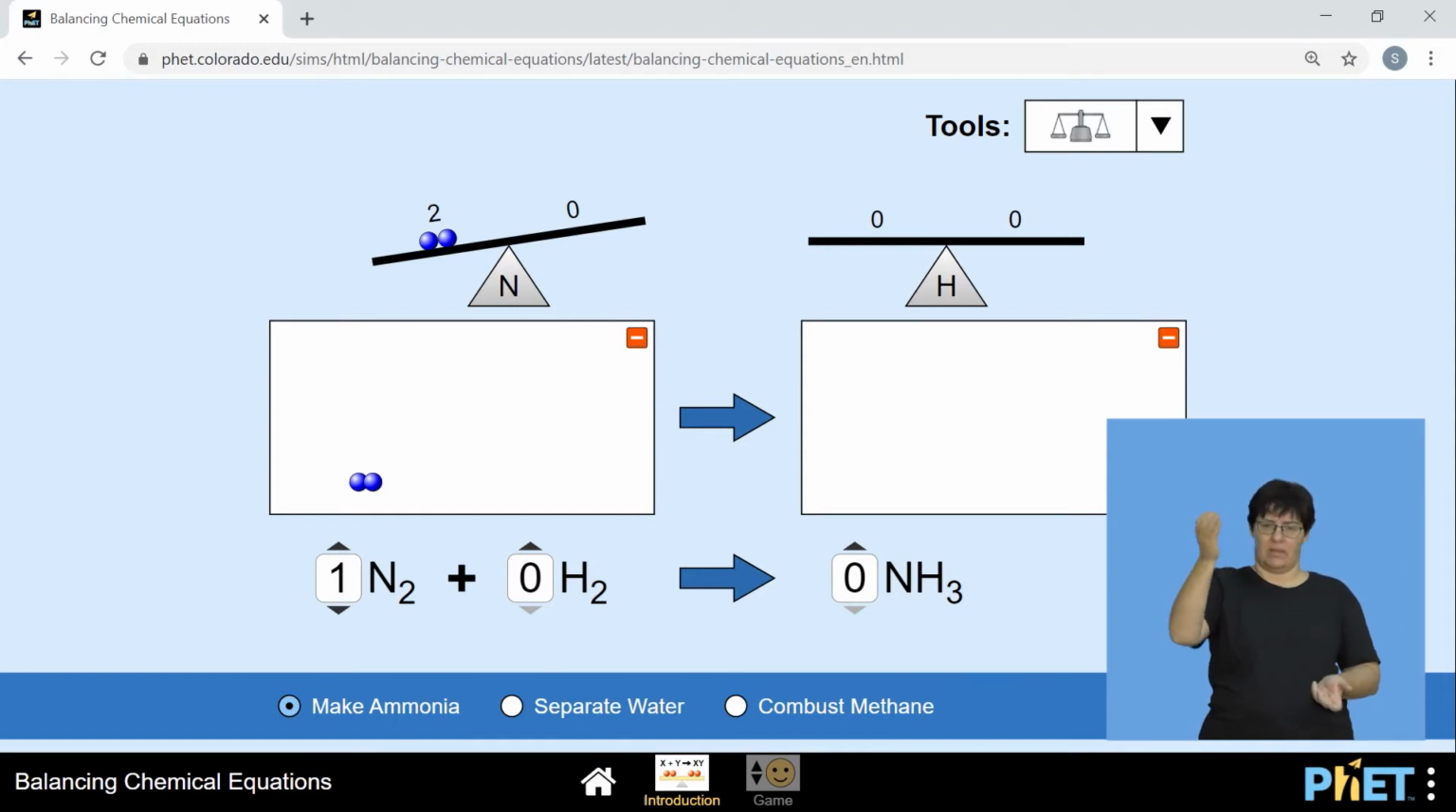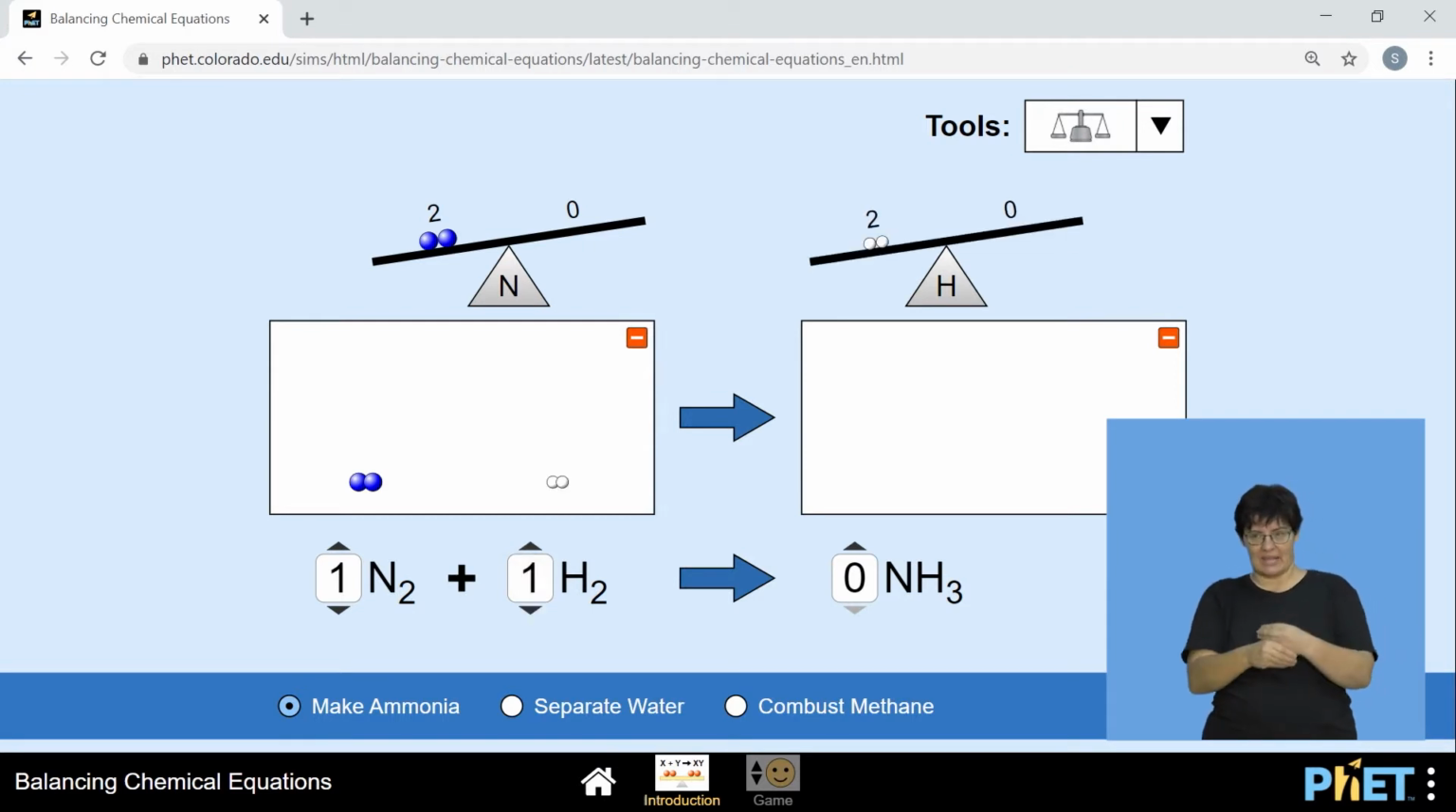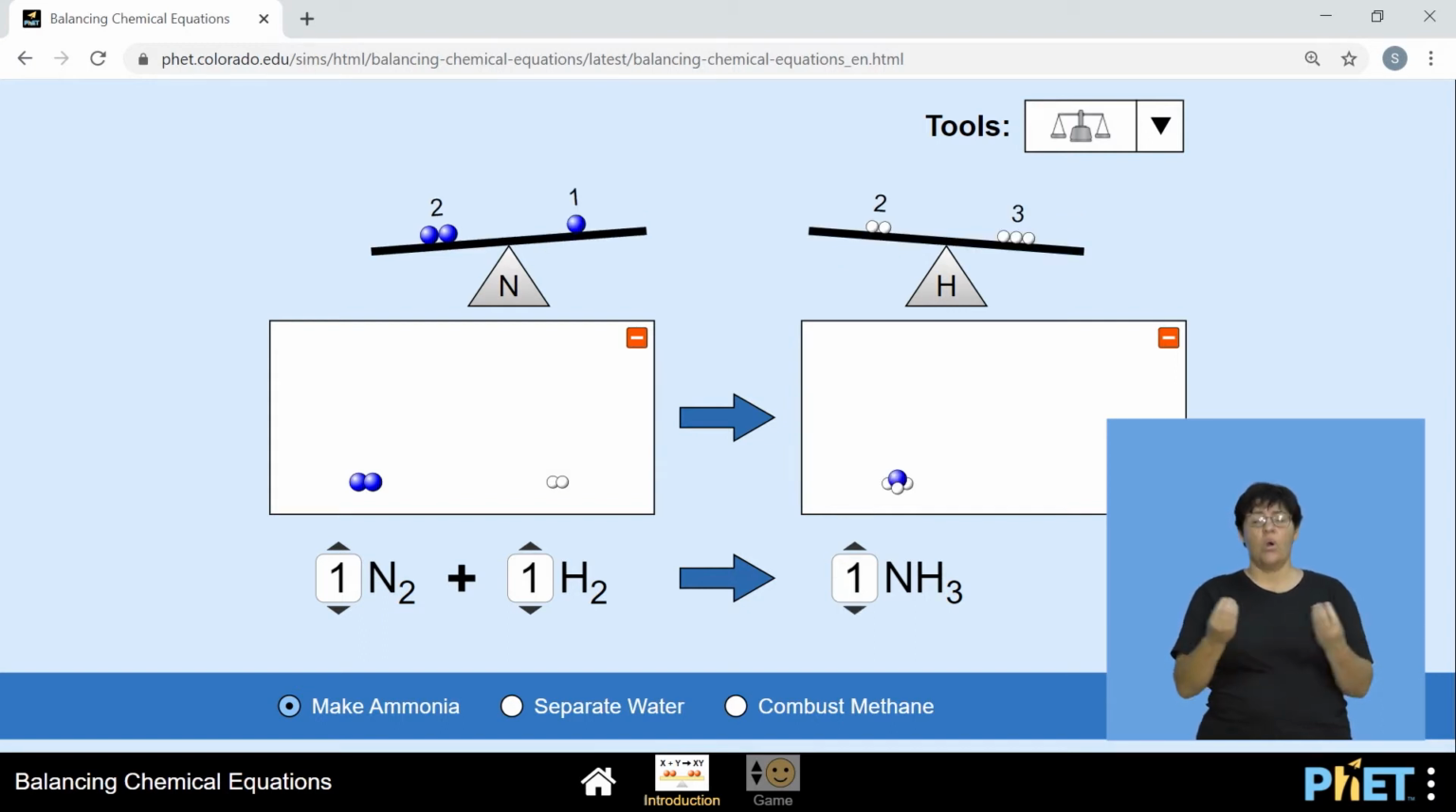So on the left, we've got 1 nitrogen, okay? Let's also add another hydrogen, okay? So as far as hydrogen, it's also a diatomic molecule, okay? Now, the product that is formed is ammonia. Ammonia is a molecule that consists of an atom of nitrogen and 3 atoms of hydrogen per molecule, right?